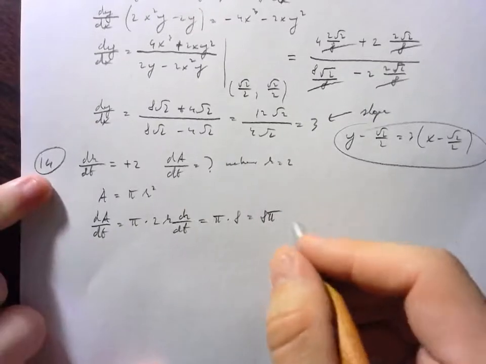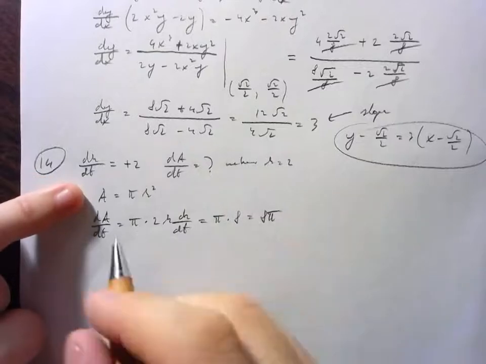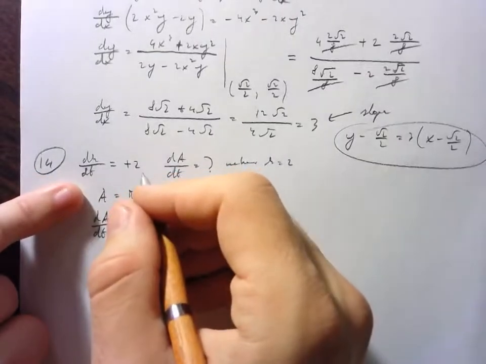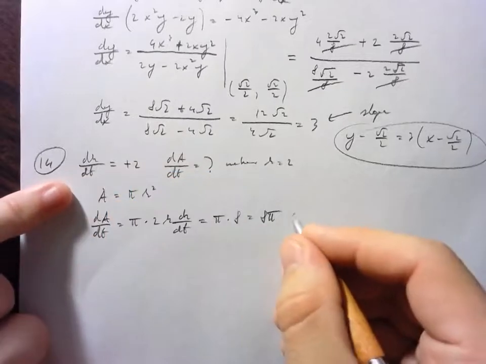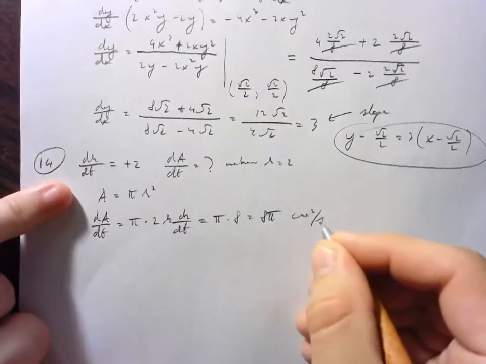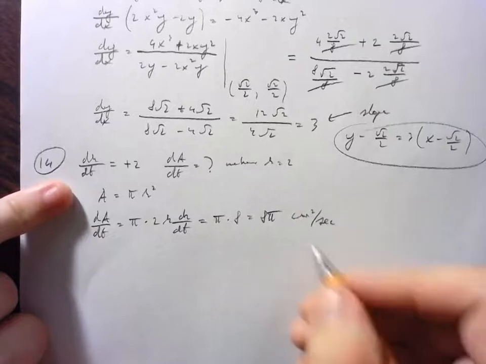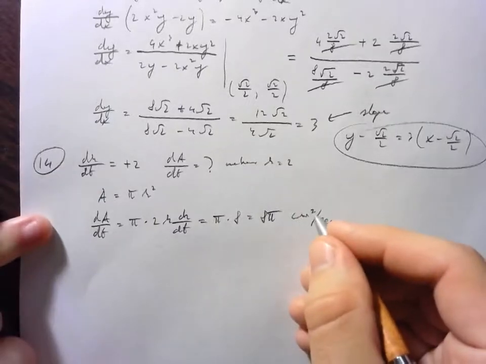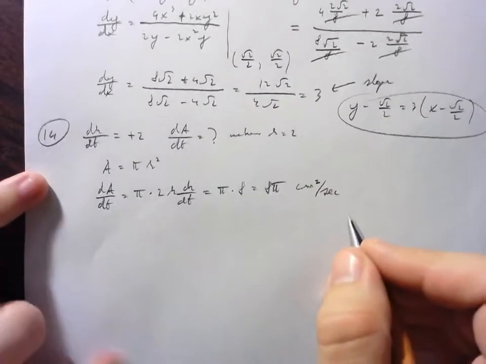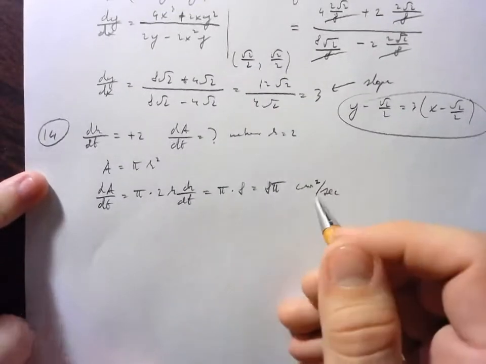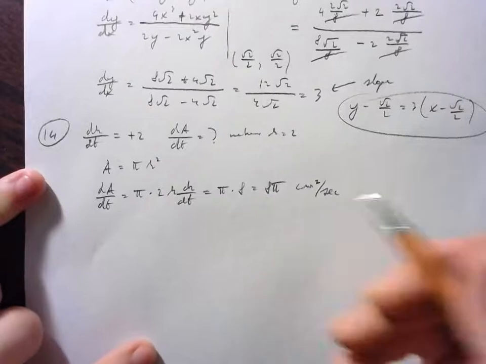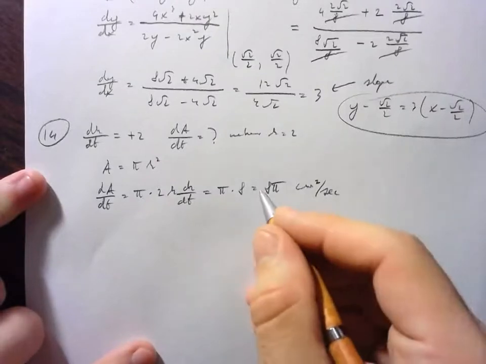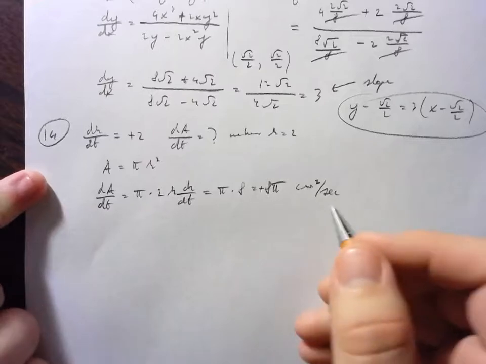The units here are going to be, well, if this is in centimeters per second, as the problem states, then this is going to be in centimeters squared per second, right? Because it is a unit of area, so I have to square the centimeter part. This is of course increasing, and it makes sense. If you're increasing the radius of a circle, the area should also increase, so the rate of change has to be positive, just like we got.